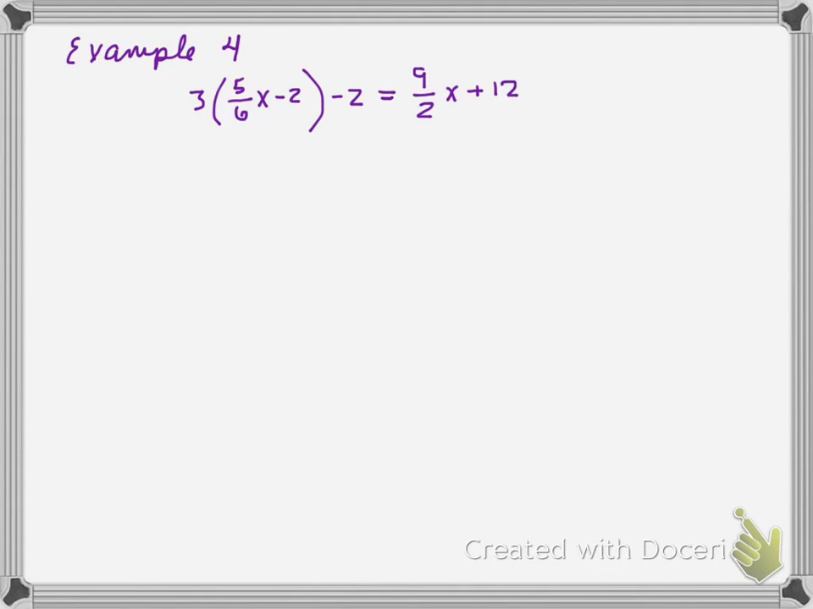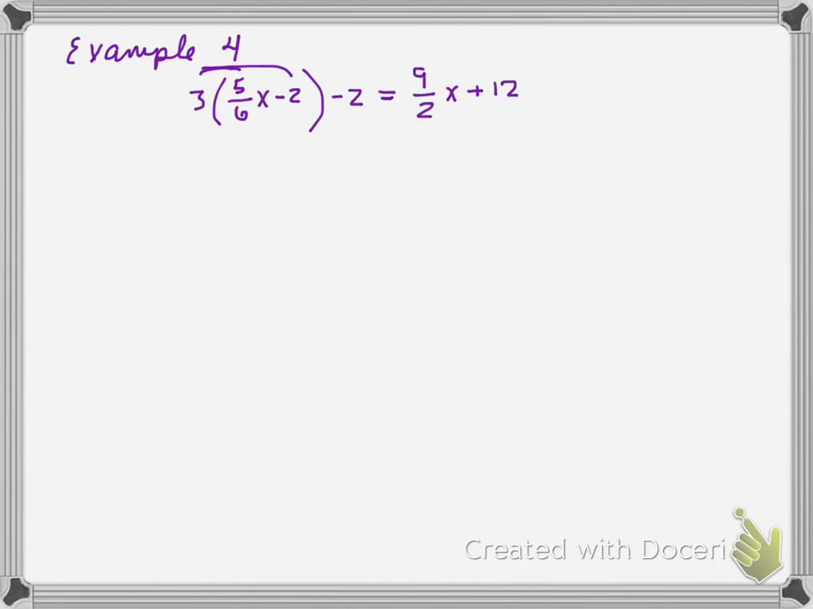So for example 4, we see we have grouping symbols, and so we need to distribute. Don't let the fractional values throw you off. You're going to do the same solving process as you would if fractions were not involved. So we're going to distribute the 3. Again, you can use your calculator for this. You'll see me kind of work it through without.